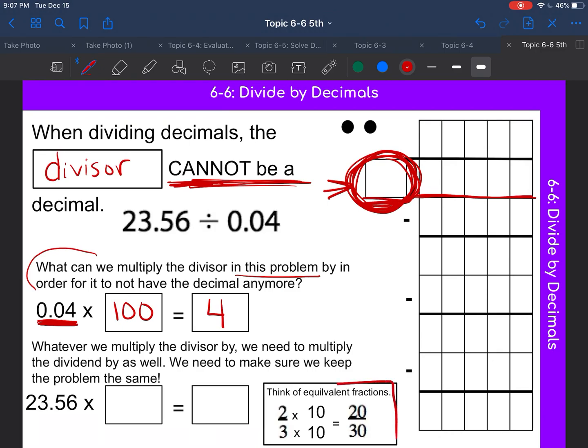Just like fractions, if you look at this example of equivalent fractions, 2/3, we multiply the top by 10 and the bottom by 10 and get 20/30ths. Okay, we have to do the same thing to the top and bottom. So if we multiplied this number by 100, what do you think we have to do to 23 and 56 hundredths? We also have to multiply that number by 100. Okay, so multiplying this number by 100, again, you can use this to help you.